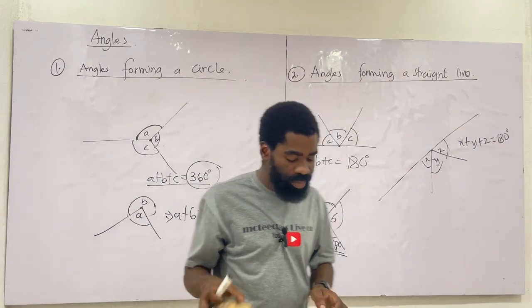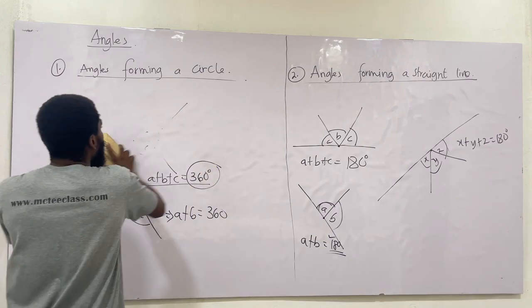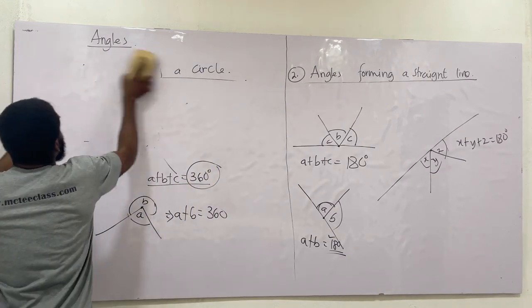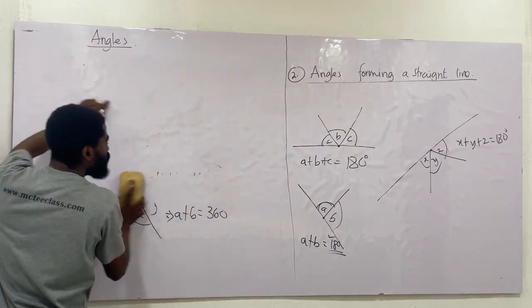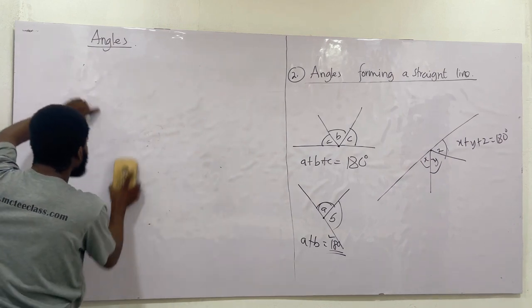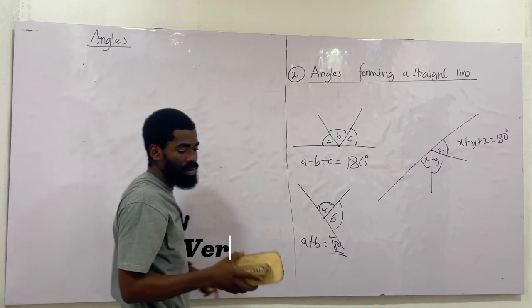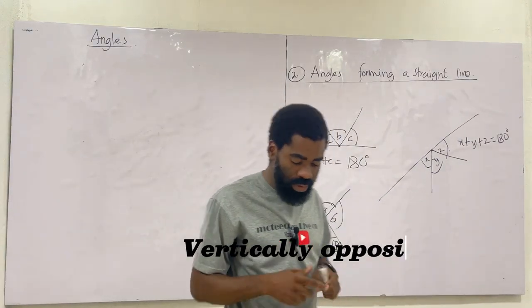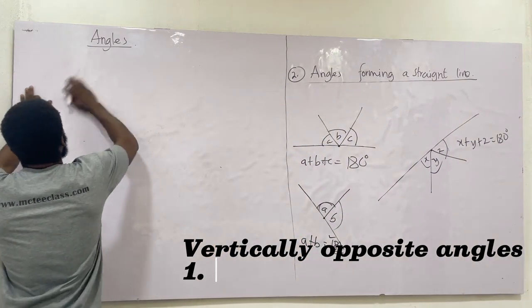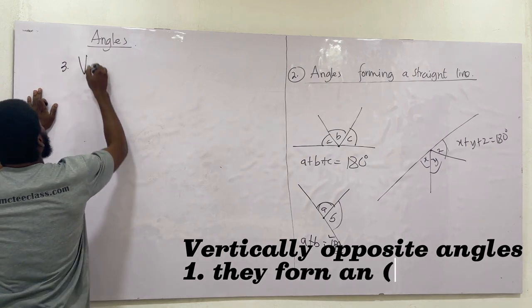And the third one is vertically opposite angles. In this video, I'm going to summarize all the properties. Then I'll come back in the second video and solve questions on angles with you. So here we're looking at vertically opposite angles.